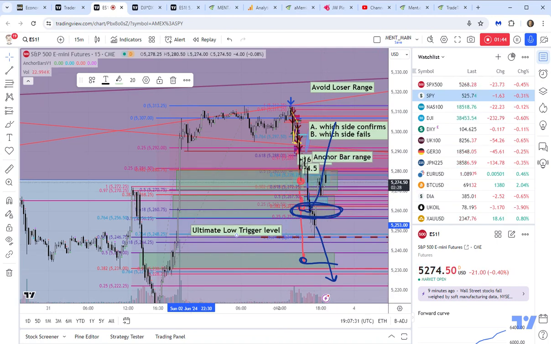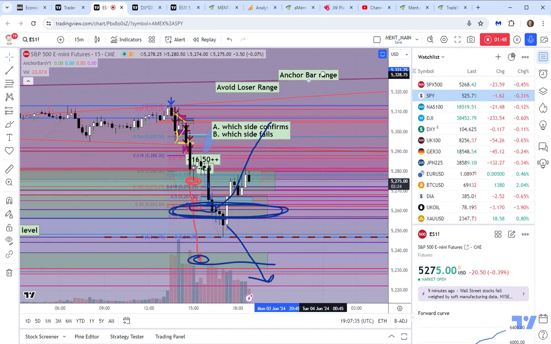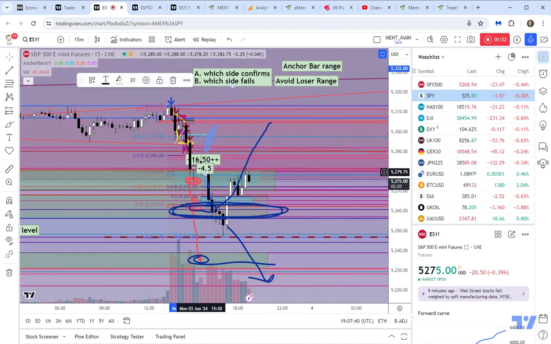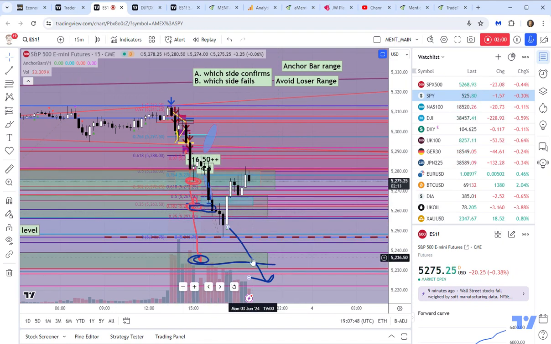So I've updated this to show you exactly what I think is going to happen. So I'll move these things out of the way, make sure that you guys can see what's taking place. I'll get rid of this. I'll get rid of this, which was our support zone area. I'll leave the rest. And so now we have an anchor bar here. We're moving up. We have an anchor bar here. Not yet have an anchor bar here.